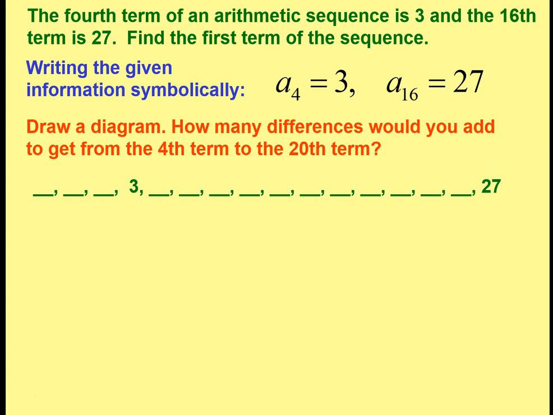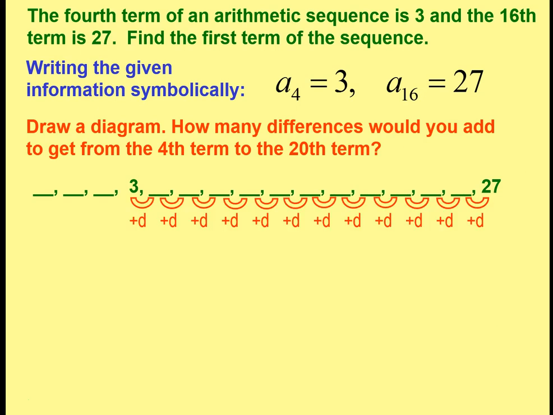How many differences would I add? You remember, because there's a common difference between each term. How many differences would I add to get from the 4th term to the 16th term? So in other words, how many times am I adding d to get from 3 to 27? Well, if you count those up, you'll find that I have to add d 12 times to get from the 4th term to the 16th term. Or you could figure that out because 16 minus 4 is 12.